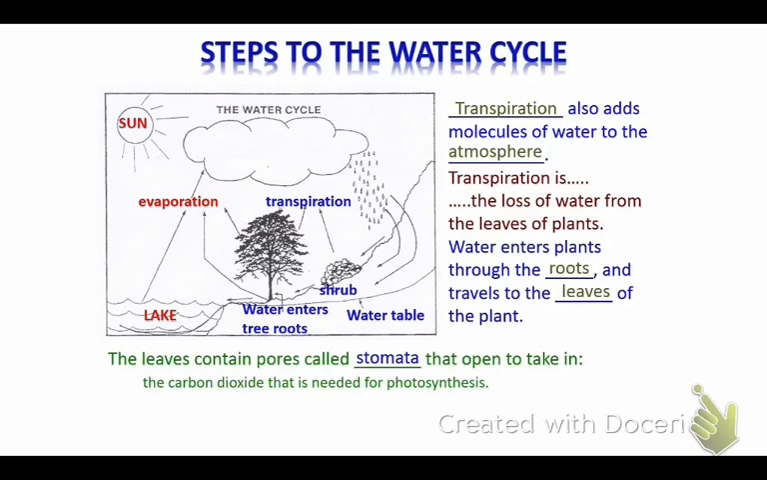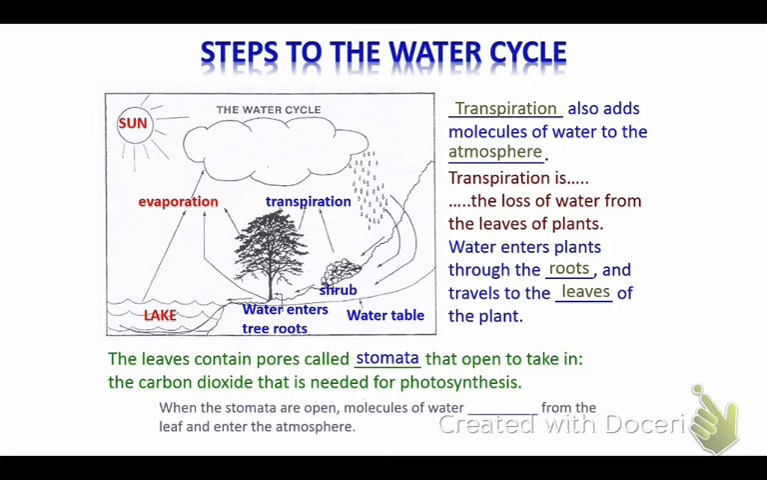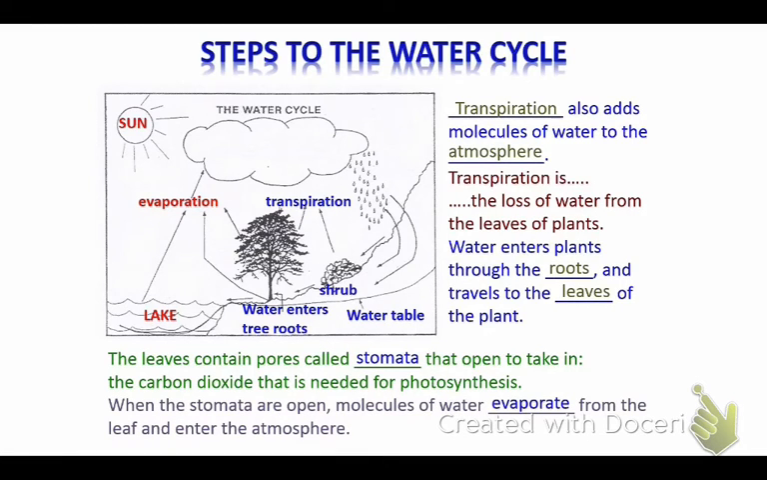Okay? Now, this happens for a specific reason. The leaves contain these little pores called stomata. That's how they take in the carbon dioxide in order to do photosynthesis. But when they open the stomata, guess what comes out? Water. I'm so smart. Yes, you are.